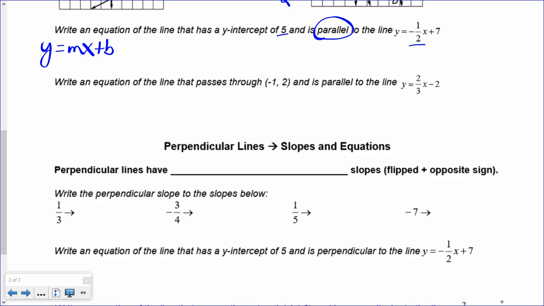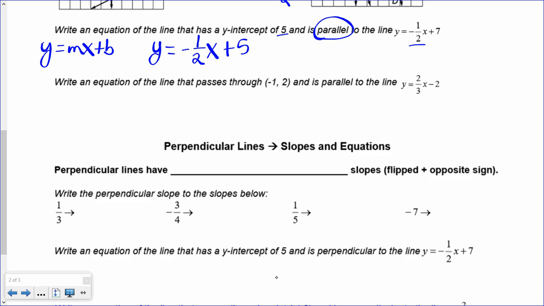So if they give you one equation with a slope, your equation you're about to write should have the exact same slope. You have y equals, then the slope is going to stay the same, so negative 1/2 x, and then what comes at the end? Plus 5. Very good. That's how you do these questions. Okay? What about the next one?